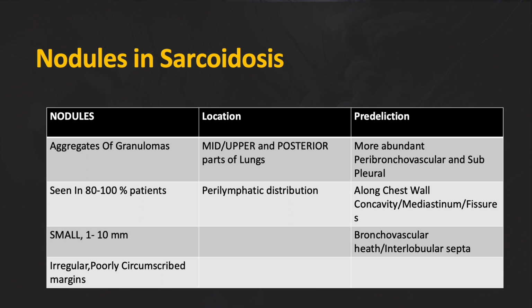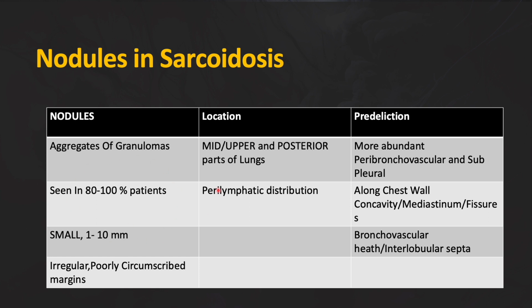Coming to the other common manifestation, which is nodules in sarcoid. Now when we talk about nodules in sarcoid or sarcoid nodules, they're actually equivalent to the granulomas that you see on pathology. Now where are they located? It's very important to remember that the nodules in sarcoidosis are located in the upper or the mid and posterior part of the lungs predominantly, and they are also more abundant in the subpleural regions and the peribronchovascular regions. So always remember that sarcoid nodules will follow the peribronchovascular region, and they would be more in the upper part of the lung and the posterior parts.